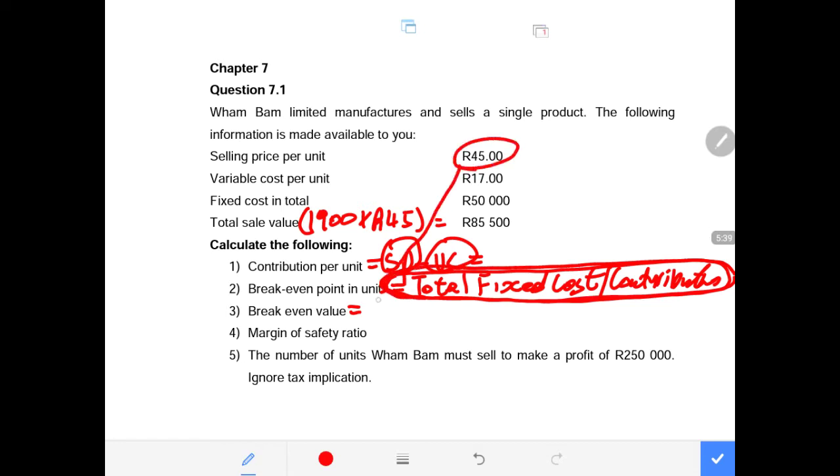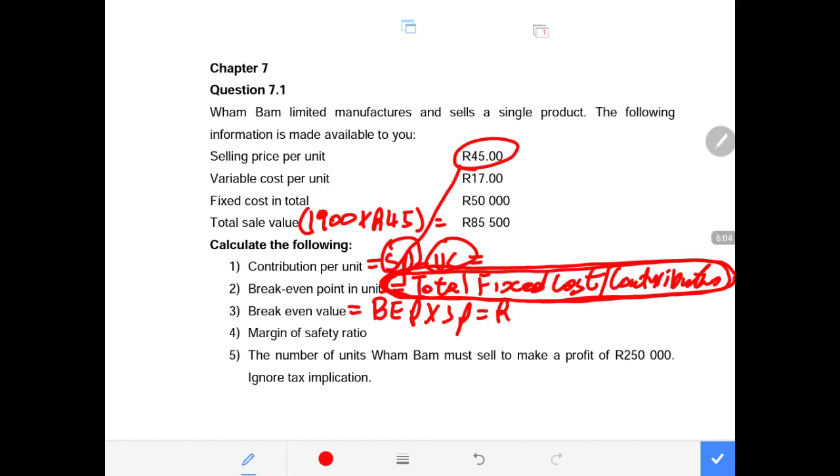So our sales value at break-even, or break-even value, will be break-even point, BEP, times selling price. That will give us the break-even value or sales value at the break-even point. Please go to your textbook because there is another alternative on how you can calculate your break-even value.